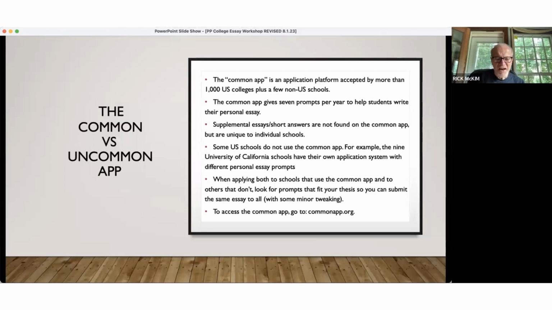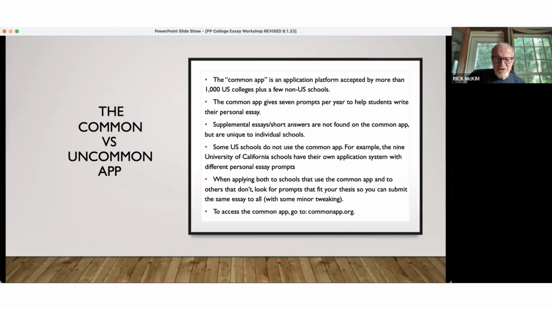The common versus the uncommon app. We've already gone over some of this. The common app is accepted by umpteen US colleges. The common app gives 7 prompts a year, which we'll look at shortly. Supplemental essays and short answers are not found on the common app, but are unique to individual schools. The University of California is the most famous example. The whole system, all nine universities, I think there's 9, have their own application with different personal essay prompts. We'll look at a set of those too.